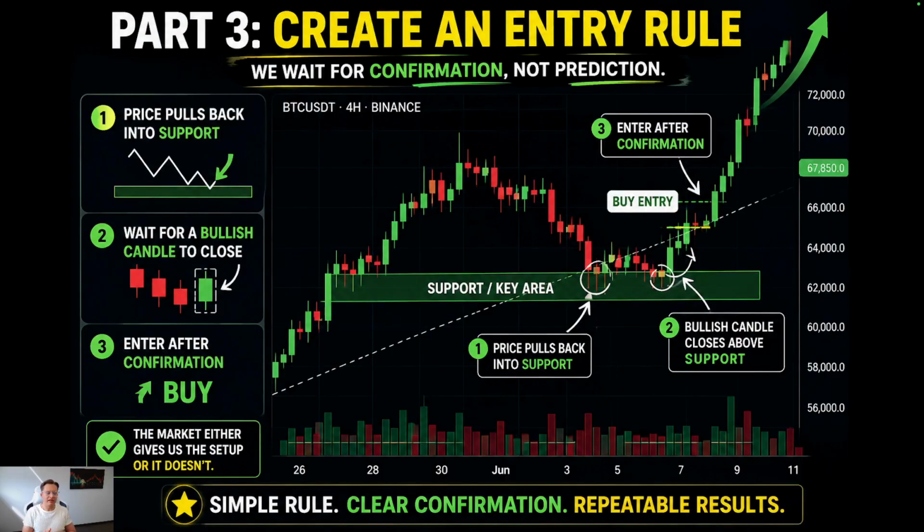Now, next we need an entry rule. This is where many traders actually become very inconsistent. They sometimes enter very early, sometimes late, and sometimes they don't even enter at all. So for example, when price pushes back into the support area, then wait for the bullish candle to close. And only after that confirmation, we actually enter. Notice how simple that is. There's no guessing. The market either gives us the setup or it doesn't. And if it doesn't, then we simply wait.